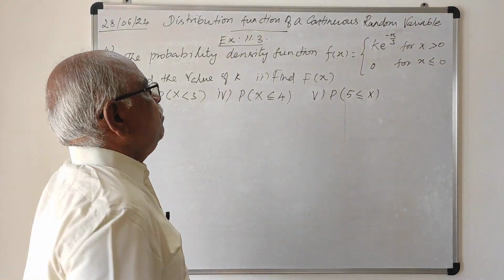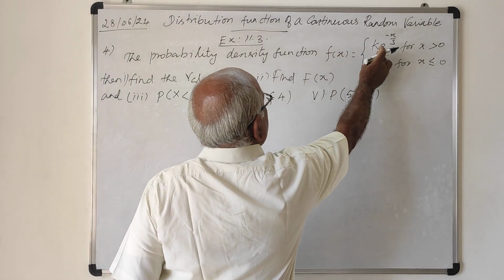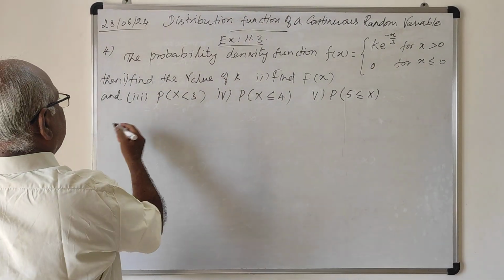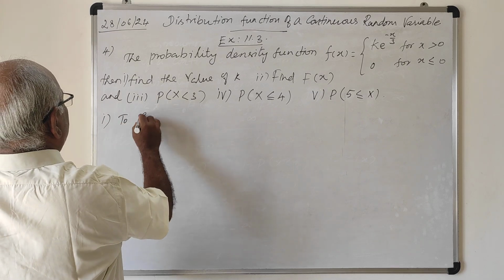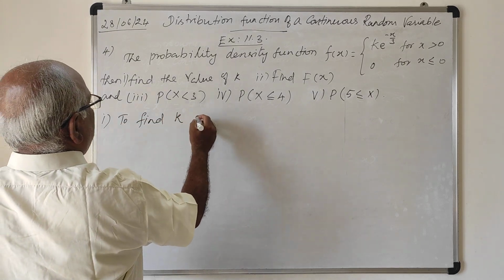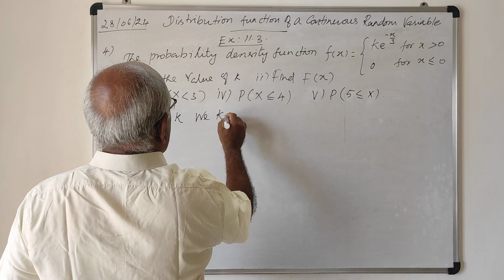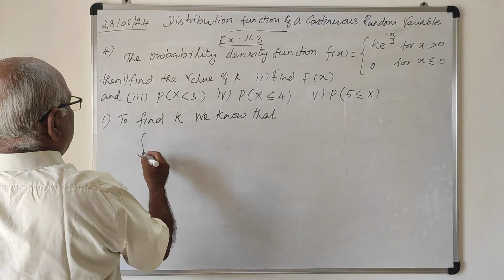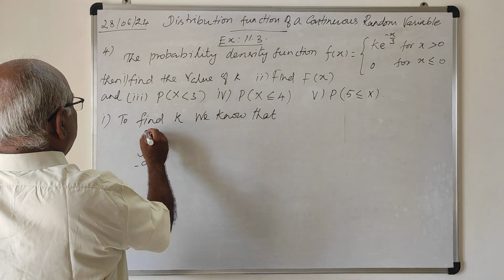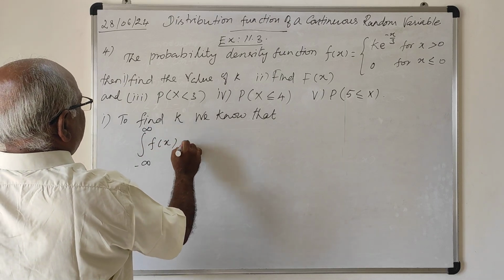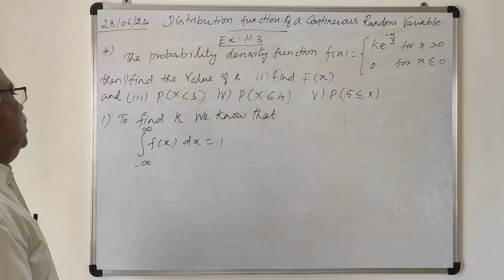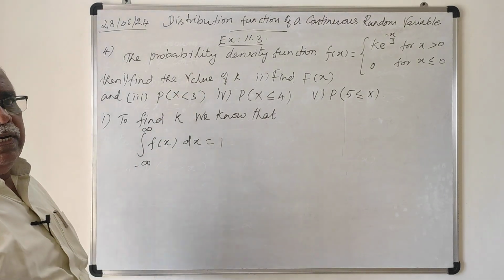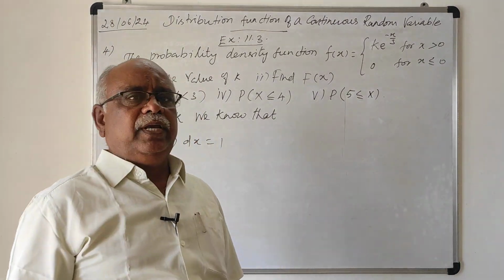So f of x is given by k into e power minus x by 3 for x greater than or equal to 0. First, to find the value of k, we know that since f of x is a probability density function, the integral from minus infinity to plus infinity of f of x dx is 1.